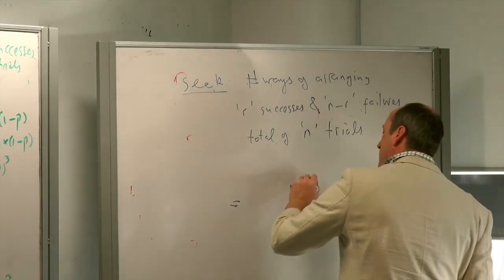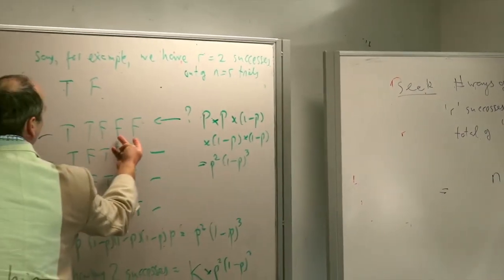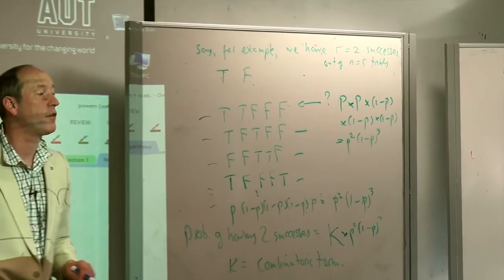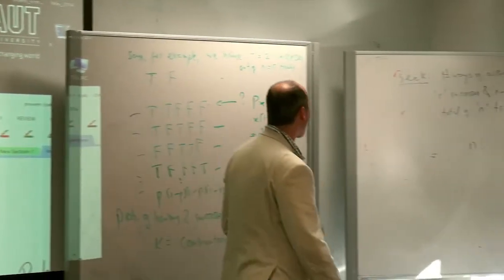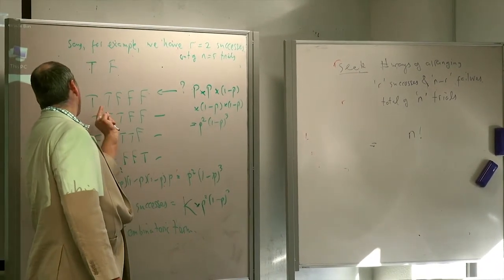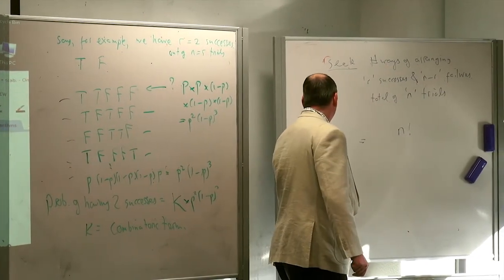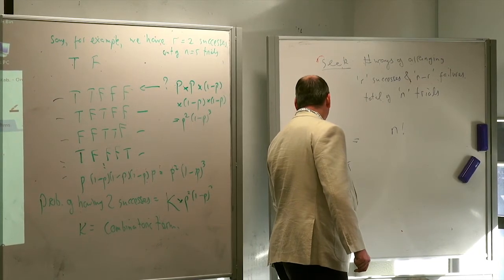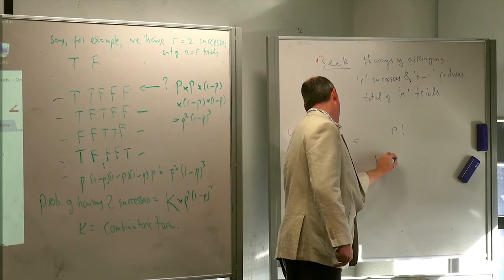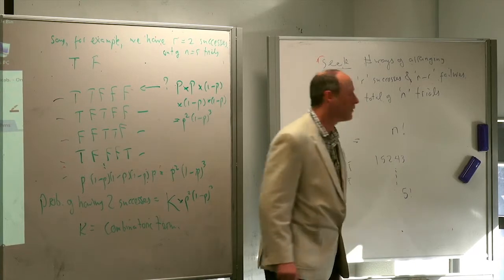Equals n factorial, because it's the number of ways of arranging n objects. 1, 2, 3, 4, 5 in this case, but the number of ways of arranging them is n factorial. However, I've got to divide by 2 factorial, because if I just arranged numbers 1 to 5, I could arrange it 1, 4, 3, 2, 5, or 1, 5, 2, 4, 3. I can arrange them in any of 5 factorial ways.